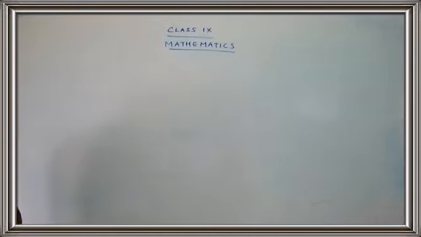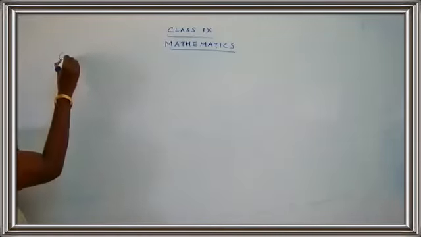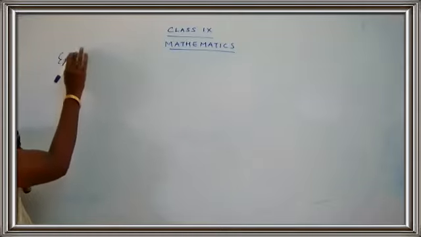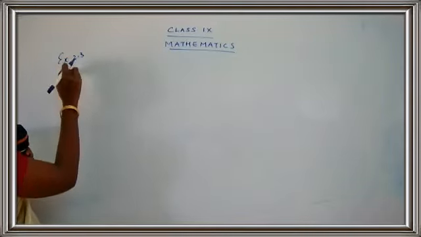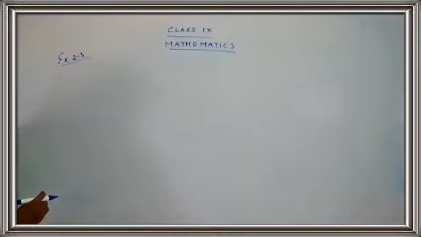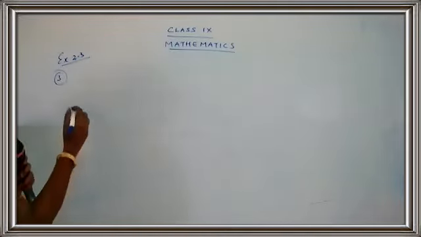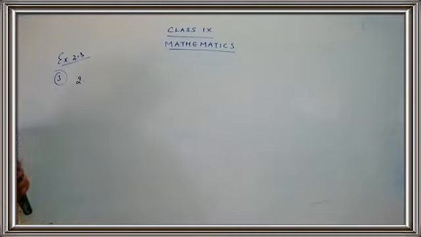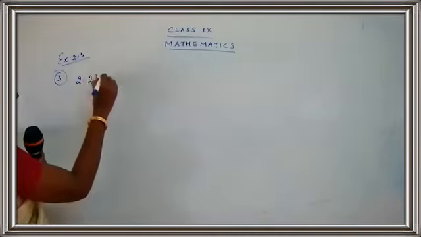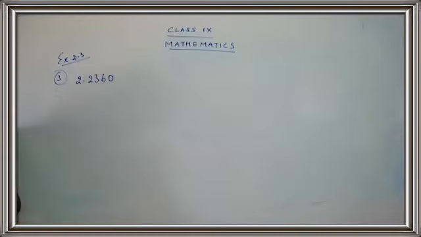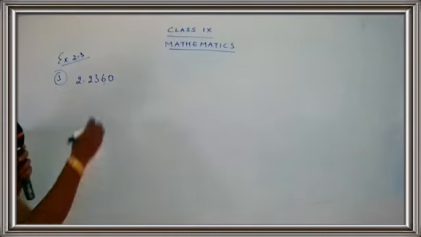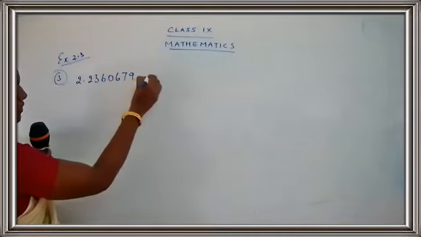Have you taken down the question? So what are the numbers given to you? This is exercise 2.3, sum number 3, and the numbers are, write down the numbers properly, children. Do not make mistakes while you copy the numbers. It's 2.2360679 dot dot dot.